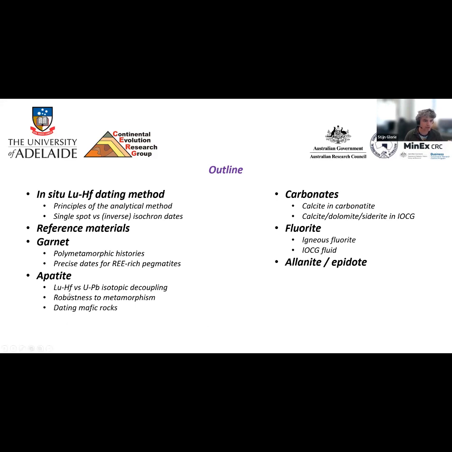Apatite, I'm going to show how hafnium and lead dating can give you different results and what that might mean potentially for your rocks. Carbonates, so we can also date carbonates with lutetium-hafnium, some examples from carbonatite systems and also IOCGs. And then also fluorite, same idea, just a bit about how it works and then applying it to an IOCG system. And then at the end, just one slide on ongoing developments on dating epidote and allanite as well. That's the broad outline.